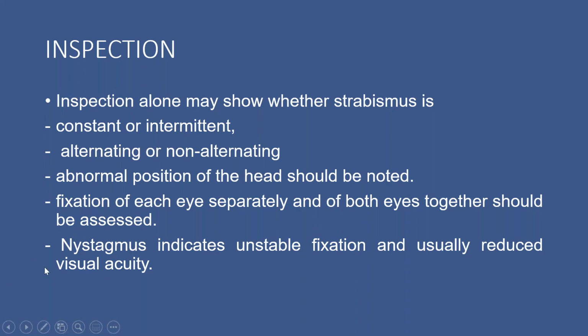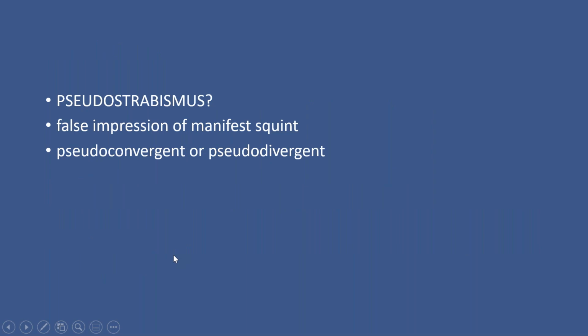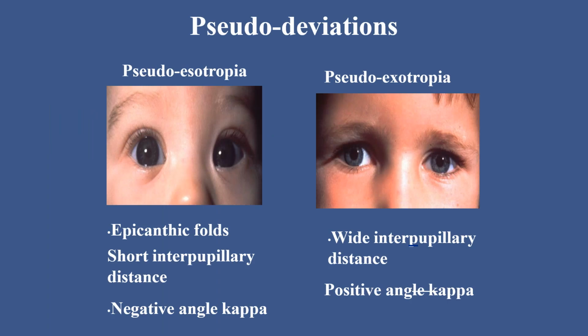Because if nystagmus is present, that means the patient is going to have a very poor visual prognosis. And then the first and foremost thing that we need to see is that you have to rule out whether there's a pseudostrabismus present. So what is a pseudostrabismus? It's a false impression of a manifest squint. It can be a convergent or a divergent pseudostrabismus, right? So these are a few examples.